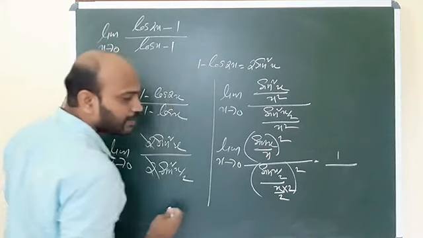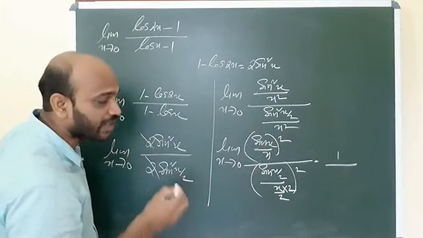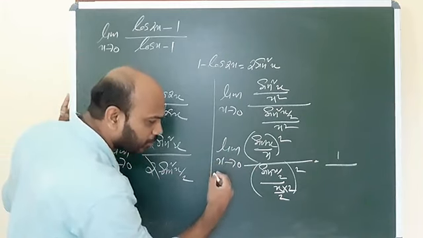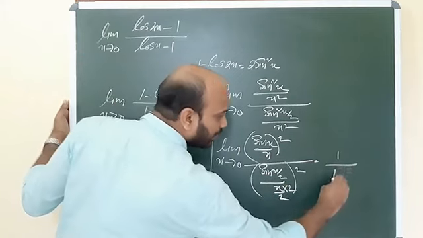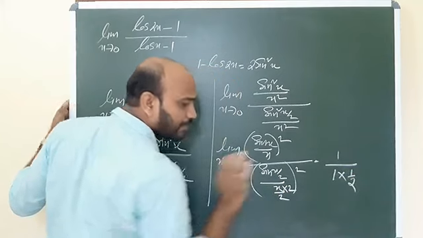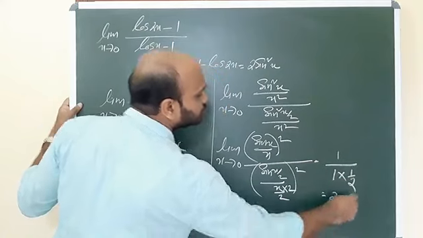What about the denominator? Limit x tends 0. As x tends 0, x by 2 also tends 0. So there is no problem. Limit x by 2 tends 0, sin x by 2 by x by 2 equal to 1, into 1 by 2 will be there. Okay, because the constant is 1 by 2. So the answer is 1 by 1 by 2, that is 2.